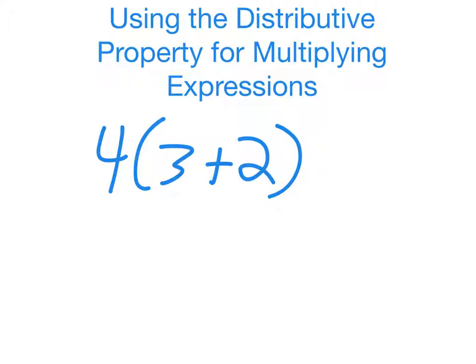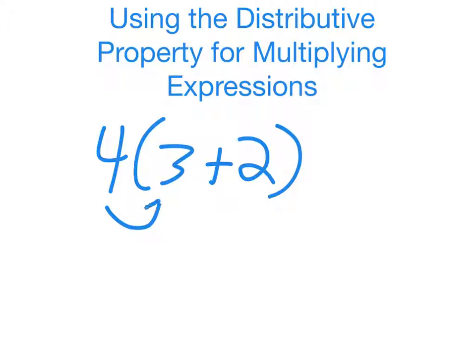Using the distributive property for multiplying expressions. So hopefully you remember the distributive property from earlier lessons, but this is 4 times 3 plus 2. 3 plus 2 is in parentheses, so we do that first. 3 plus 2 is 5. 4 times 5 is 20.